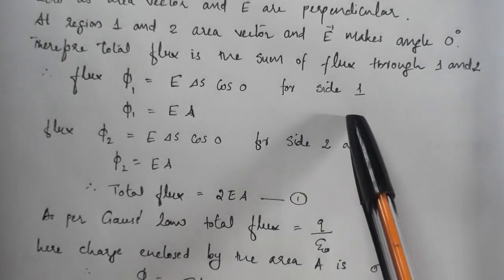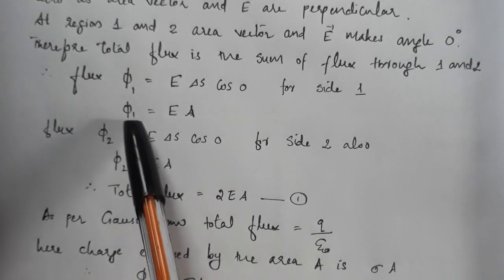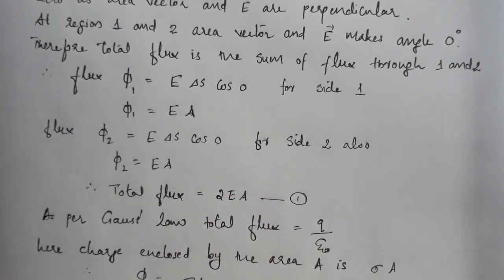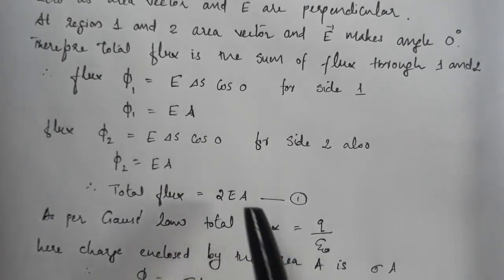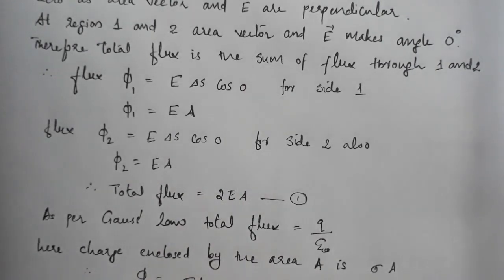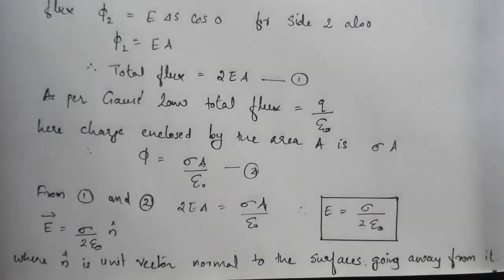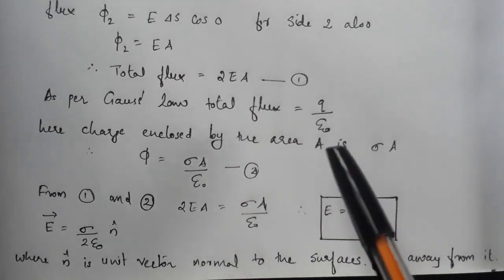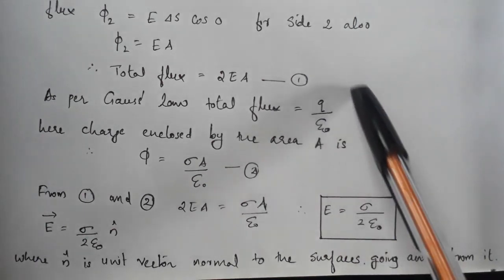So in region 1 and 2, for side 1, I have the flux as E into delta S into cos 0, that is flux phi 1 is equal to E into A. Same way for the second surface also, flux will be E into A, so that the total flux will be EA plus EA, that is 2EA. Now, as per Gauss's law, the total flux enclosed by this Gaussian surface is 1 by epsilon 0 times the total charge enclosed by the Gaussian surface.